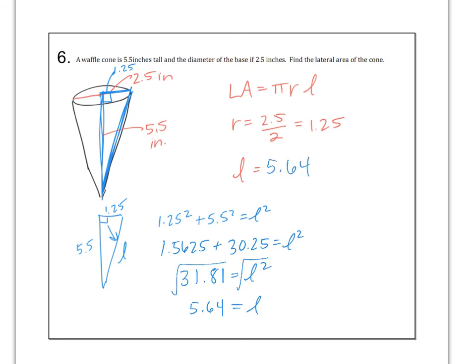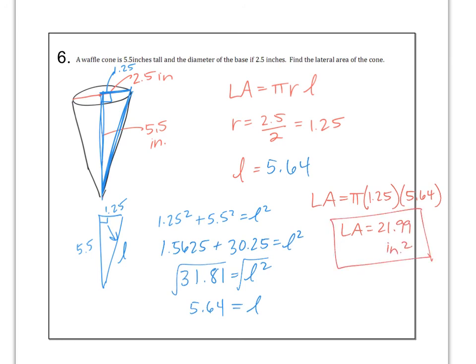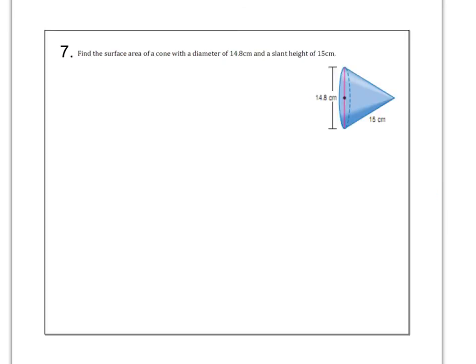Do we have all of the values that we need? I think we do. So lateral area is going to be pi times r, which is 1.25, times slant height, which is 5.64. And you're going to multiply all that together, and I think you get approximately 21.99, and it's going to be inches squared.